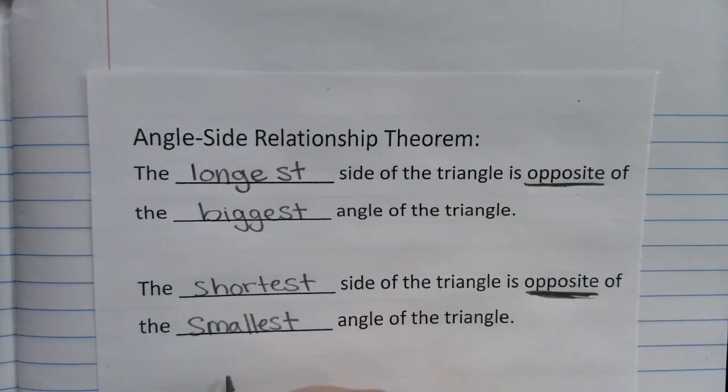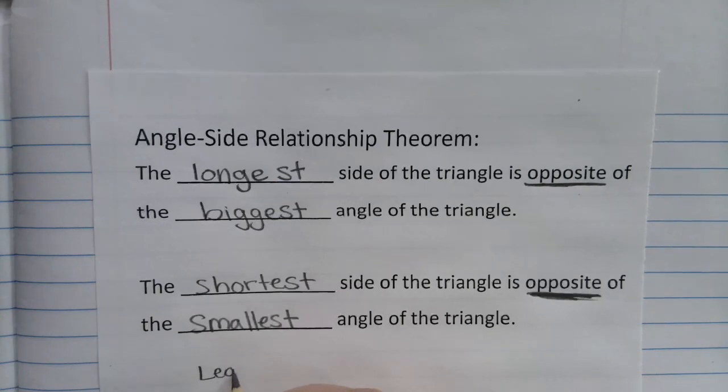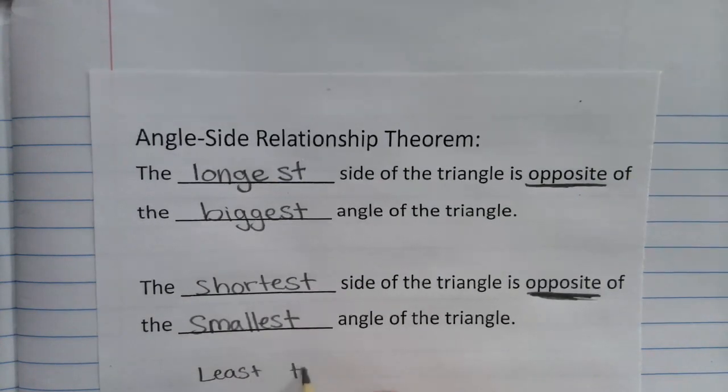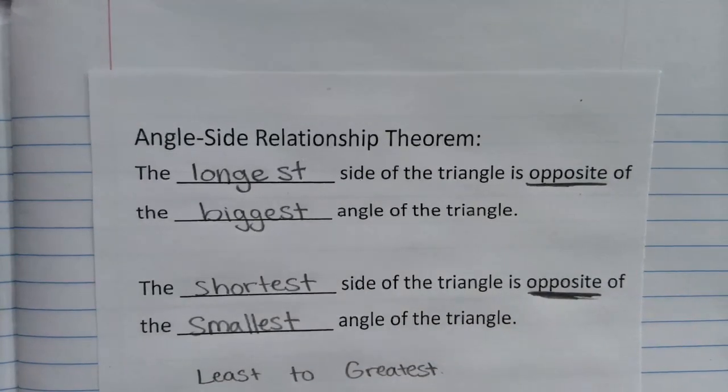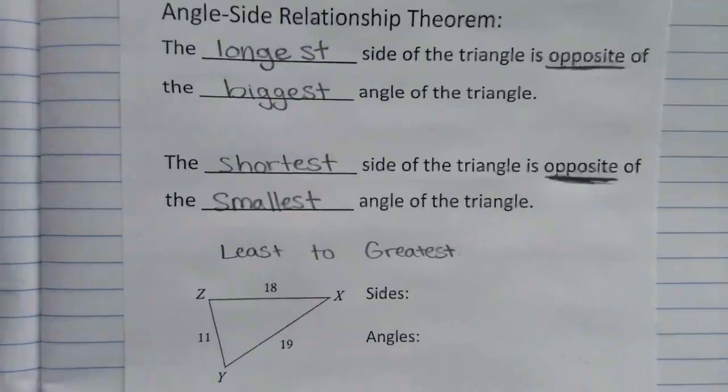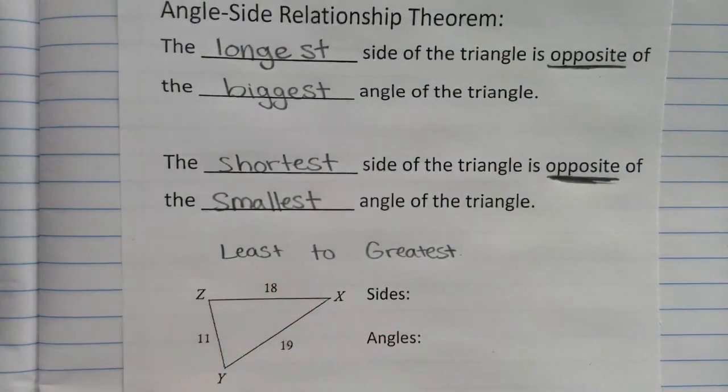Alright, so we're going to go least to greatest on these ones. That means our smallest to biggest. We have 2 examples that we're going to work our way through. Again, it should be pretty quick. We'll see how it goes. So on these ones, we're going to go least to greatest.